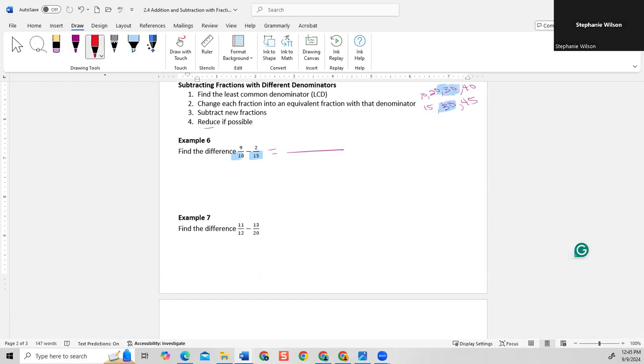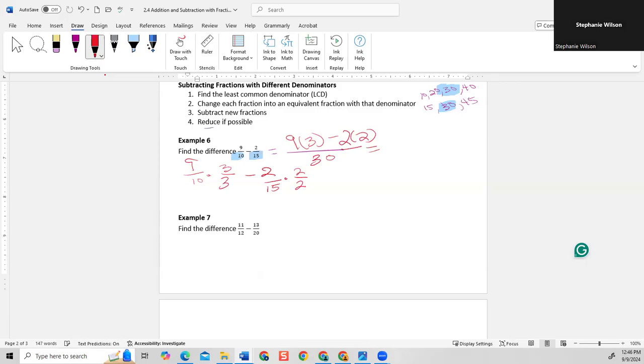So I'm going to rewrite this: 9/10 times what, minus 2/15 times what? 10 times what gives me 30? Well, 3. So what I do to one part, I do to the next. So I got 9 times 3, minus 15 goes into 30 2 times. What I do to one part, I do to the other, so 2 times 2 now. And it's all over 30.